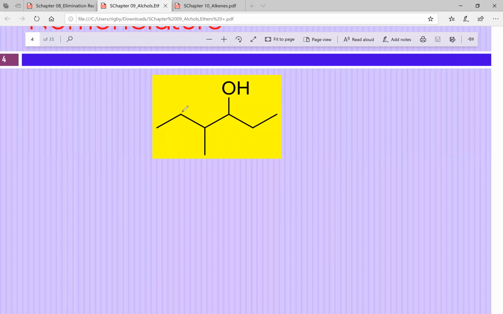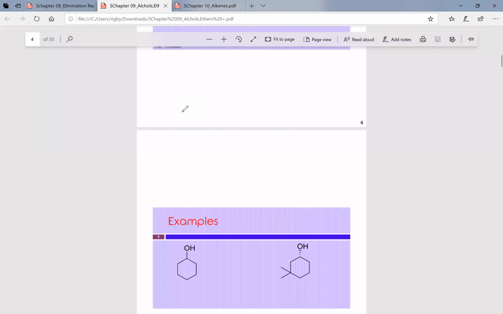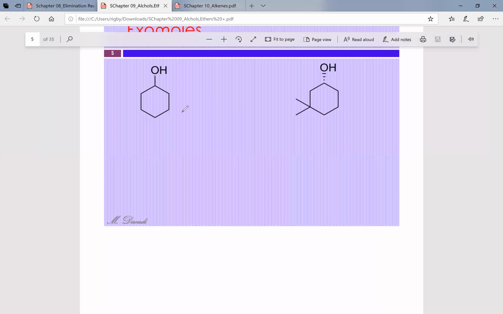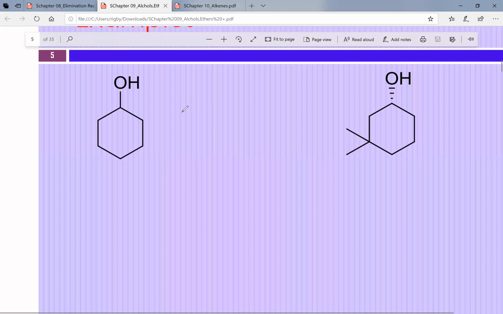Okay. So now here we're getting to an example where sometimes you can drop the number because when we're talking about cyclos, cyclohexane in this case, the way that we number cyclos is we start from any carbon that we choose and then we number it clockwise or counterclockwise. So like 1, 2, 3, 4, 5, 6.